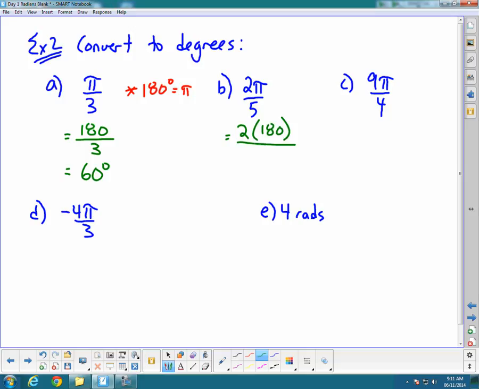Pi is 180, so we replace pi with 180 when we're doing the conversion over 5. So now it's 2 times 180 divided by 5. And I think off the top of my head, that's 72 degrees. You could also do 2 divided by 5 and get 2/5, and then times 180, it would get you 72 as well.